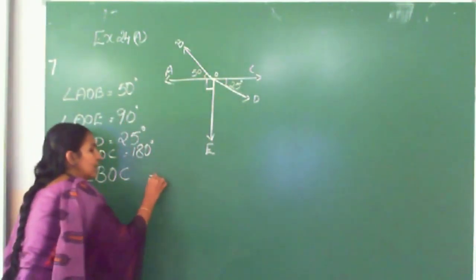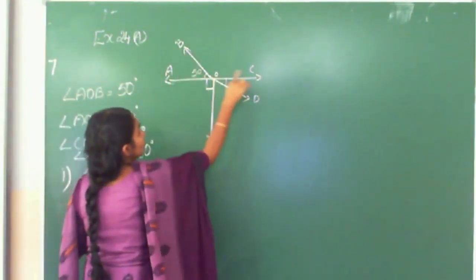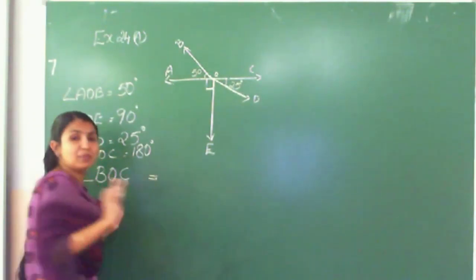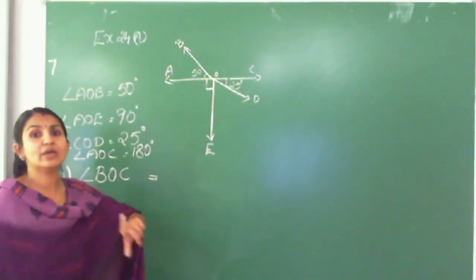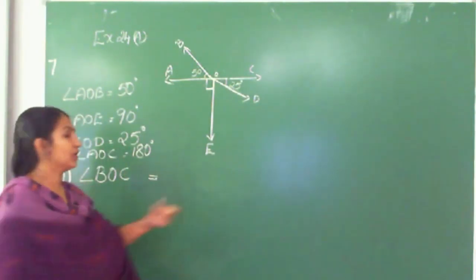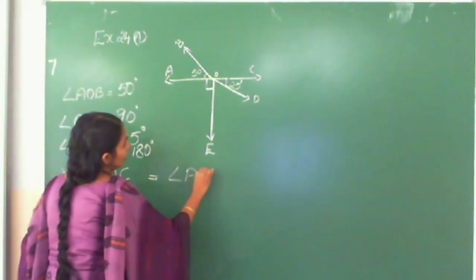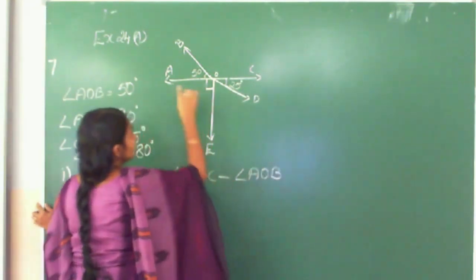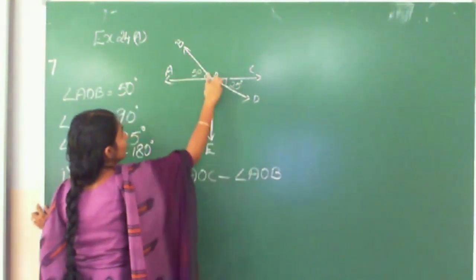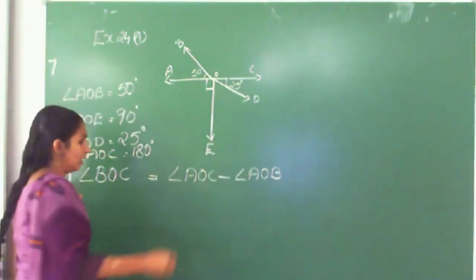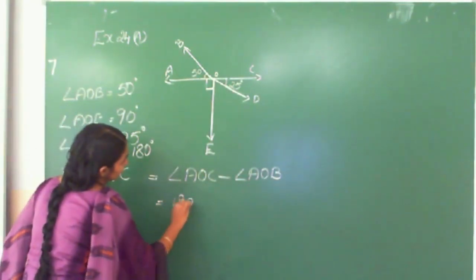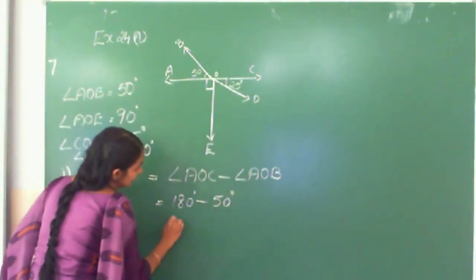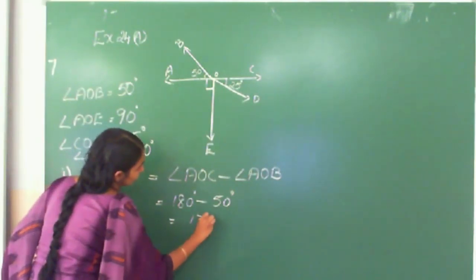Now just think about BOC. How can we find out angle BOC? BOC: total 180, from that we want to subtract 50. So don't write 180 minus 50 directly. Before that, from which angle we are subtracting which angle, clearly it should be given. So angle AOC minus angle AOB. From this total we are subtracting this small part, then we will get this remaining one. That means 180 degree minus this 50 degree, which is equal to 130 degree.